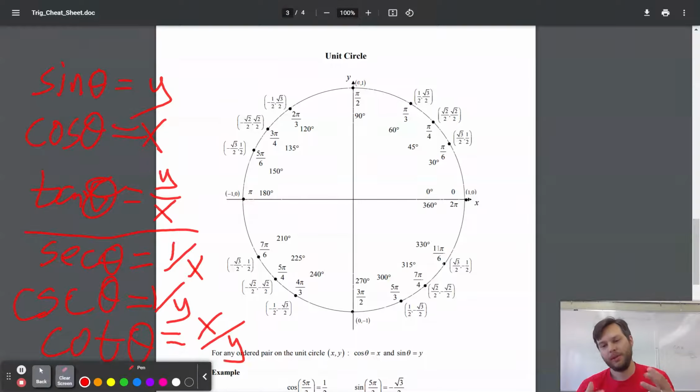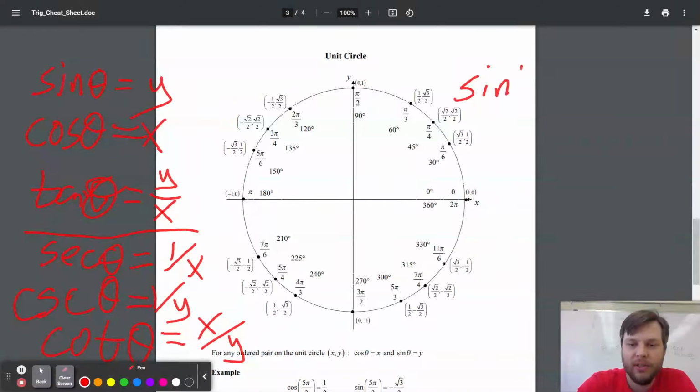So if I'm doing some of those problems from your assignment, I'm just looking up the angle and the associated coordinates. That's what evaluating means. So for example, if I had to do the sine of 11 pi over 6, I look at 11 pi over 6, and I write down what the y value is because it was sine.